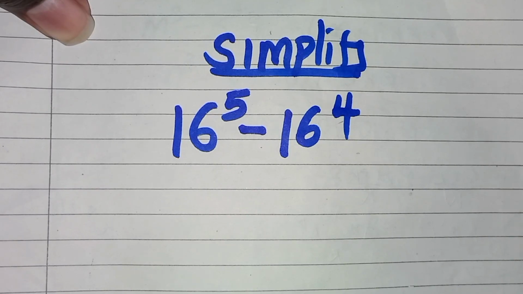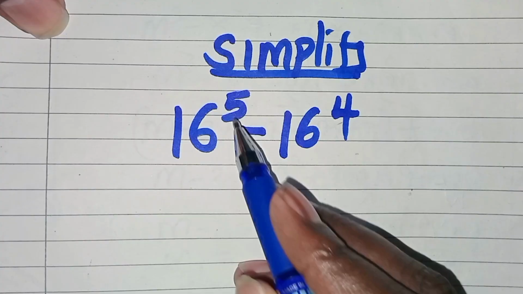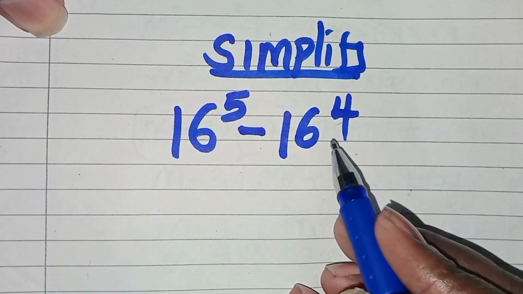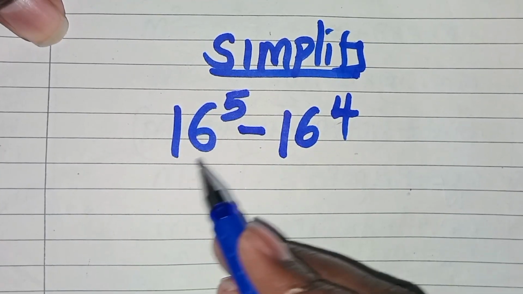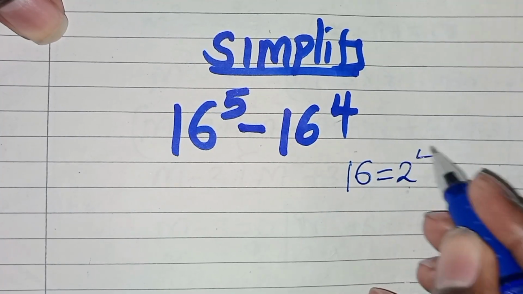Now let's simplify this math problem without a calculator. That is 16 to the power 5 subtract 16 to the power 4. Okay. So the first step here, we can express 16 as 2 to the power 4.